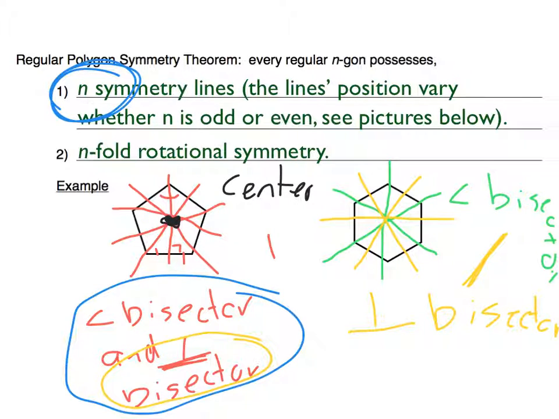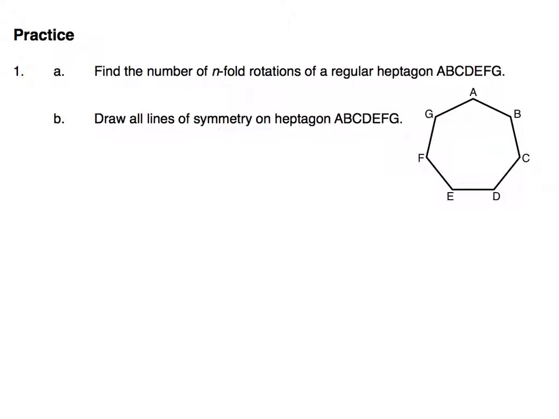So we have to find all of those. Okay, so let's go ahead and start to look at these. If we look at number 1 here, we want to find the number of n-fold rotations in a regular heptagon. So a heptagon, remember that's 7 sides. I actually have this shape here.